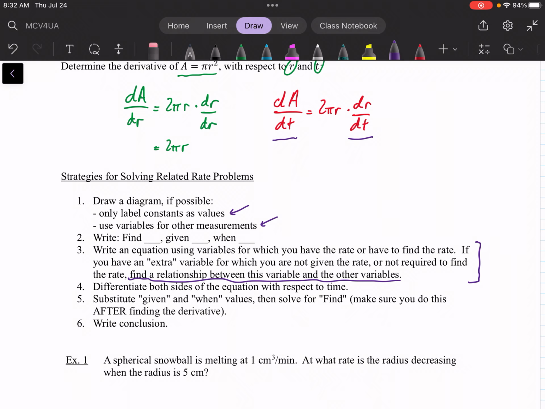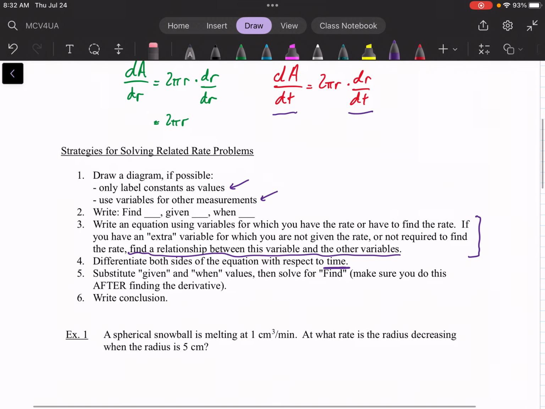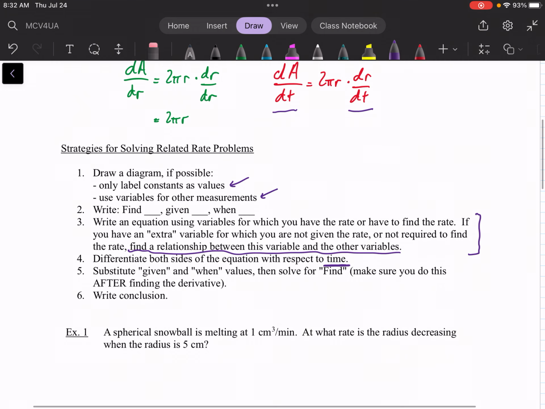We're going to differentiate both sides of the equation with respect to time. Then we substitute the given and when values, and then solve for the find. Make sure you do this after finding the derivative, so don't ever substitute the values in beforehand. And then write a conclusion based on that information.